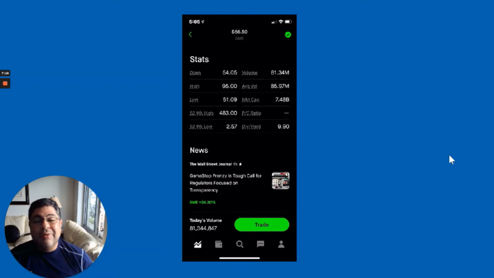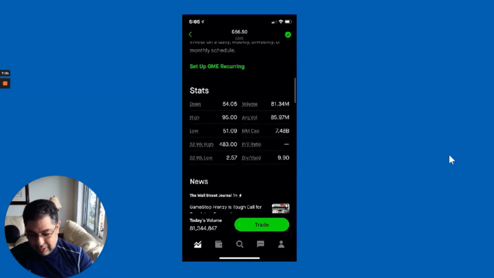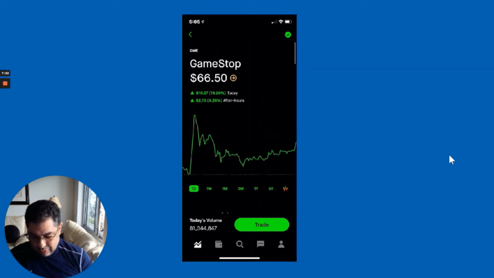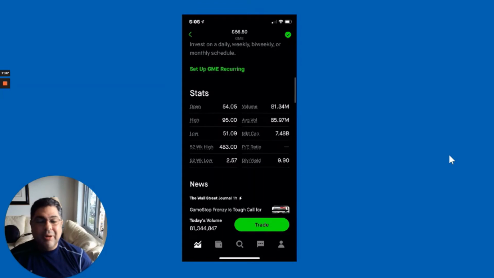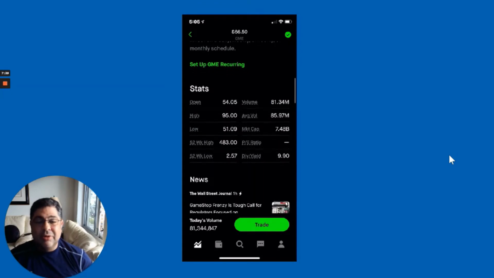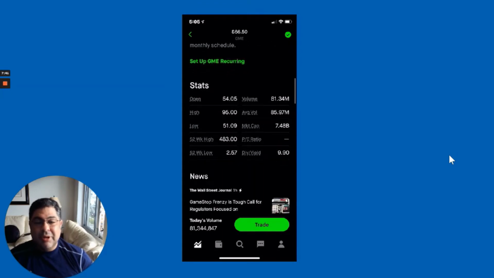Market cap is the market value of the stock. Basically it's the number of shares outstanding multiplied by the price of the stock, meaning the 66.50. So if you have, again, 1,000,000 shares and 66 per share, then it would be $66 million.